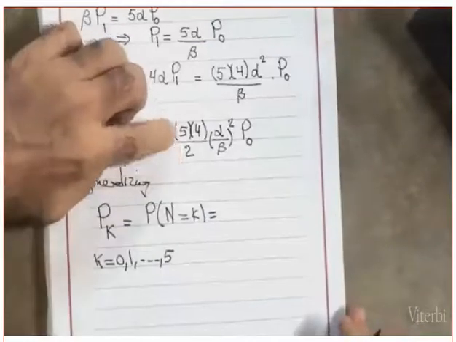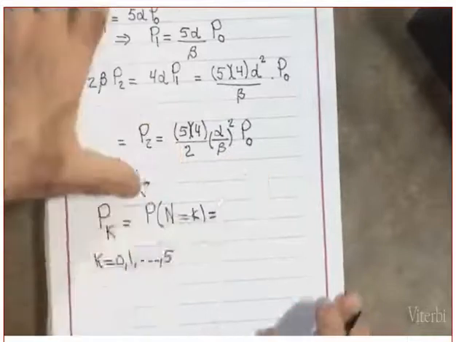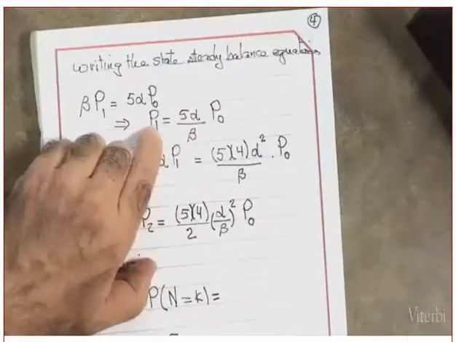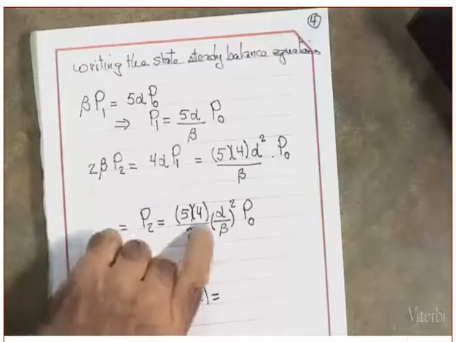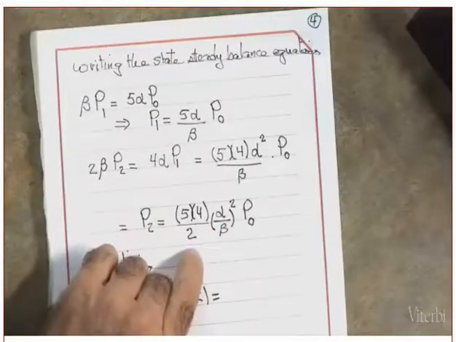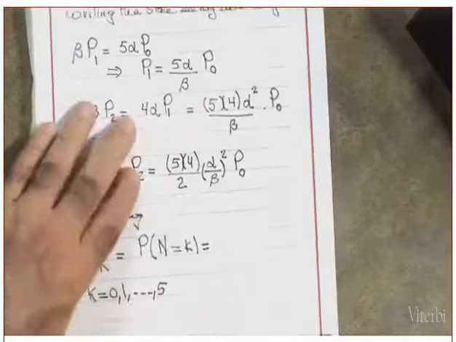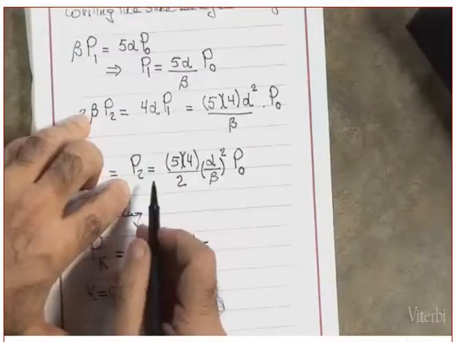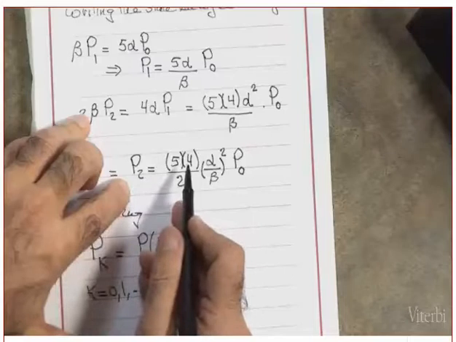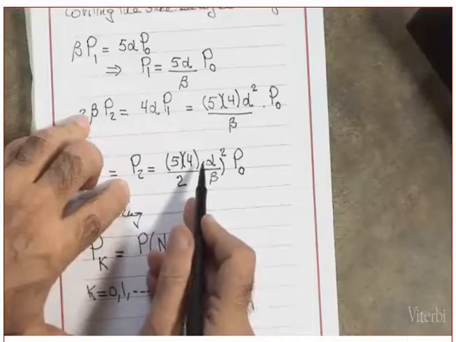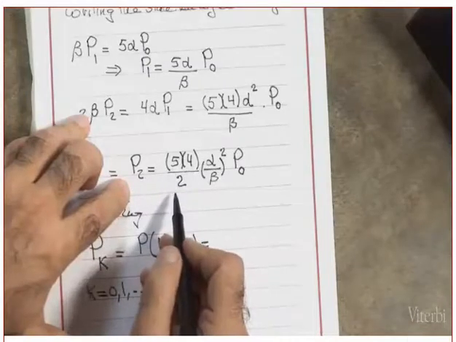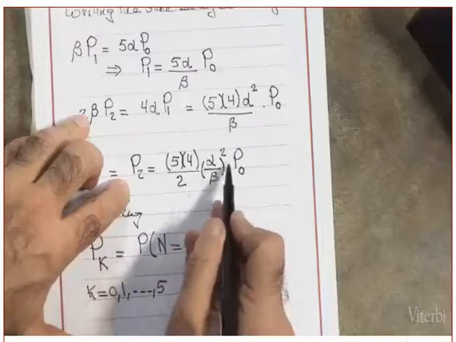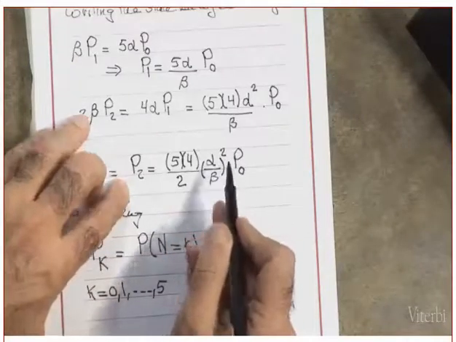Do you see a pattern here? Look at this. 5 alpha over beta P0. When it is P1, P2 becomes what? 5 times 4 divided by what? 2. Do you see a pattern? What will be P3? P3 will be what? 5 times 4 times 3 over 2 times 1, alpha over beta squared times what? P0. So what is it?